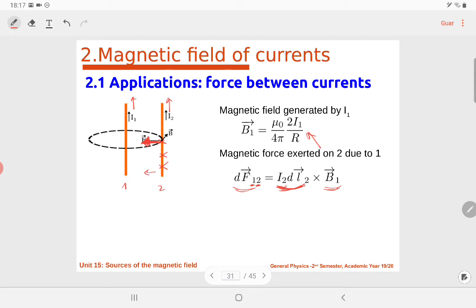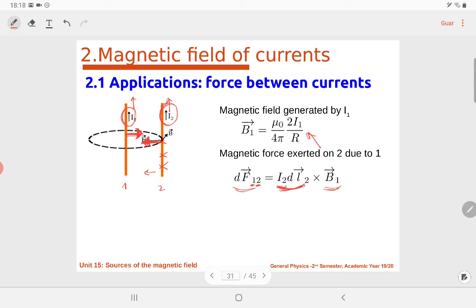I'm not going to do it in this video, but you can redo all this same calculation, thinking that the second one is the one providing the magnetic field and the first one is suffering it, and you will end up showing that over the first one there is a force towards the right. So when both currents have the same direction, the forces are attractive, and you can also deduce that if they have different directions, the forces are going to be repulsive.